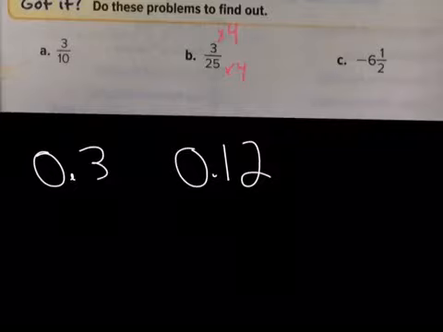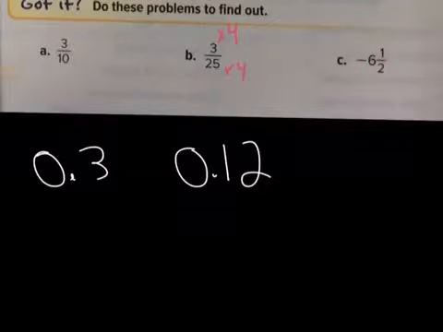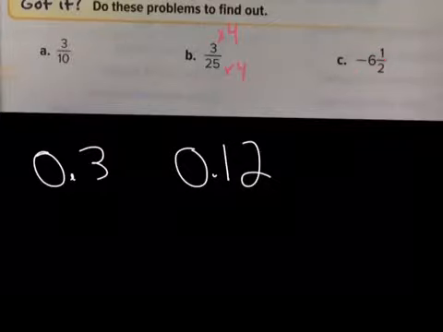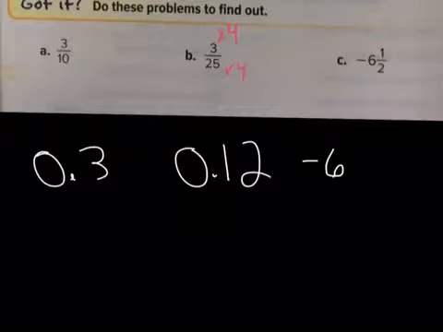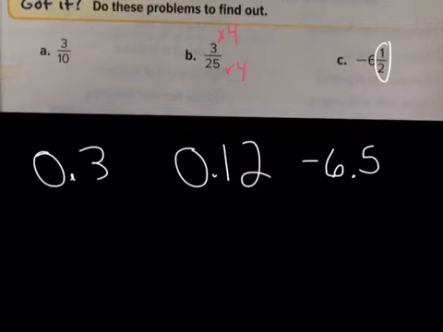Negative. Here we go. We're working with rational numbers, right? So rational numbers include integers. Let's separate them, boys and girls. Separate them. Okay? So now I know I'm going to have 6. It's a negative 6, right? And a half can be written as the decimal 0.5, right? And there you have it.